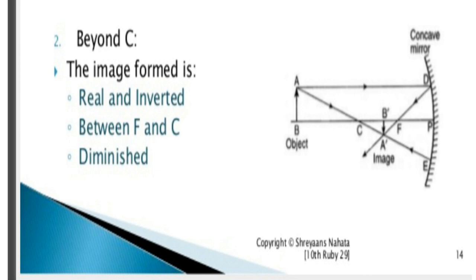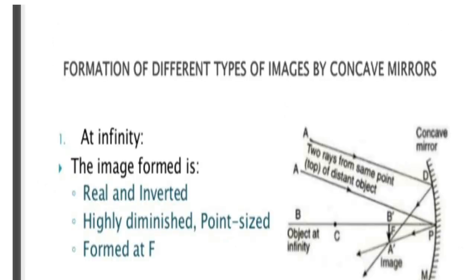Second is beyond the center of curvature. If we keep the object beyond the center of curvature, this is repeated. Then formation of different images by a concave mirror.